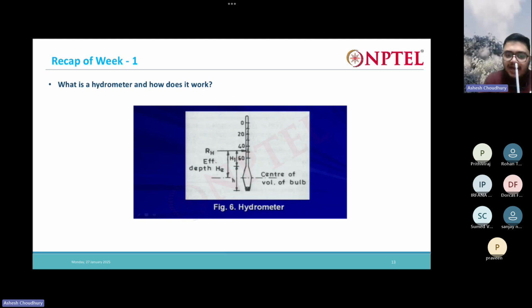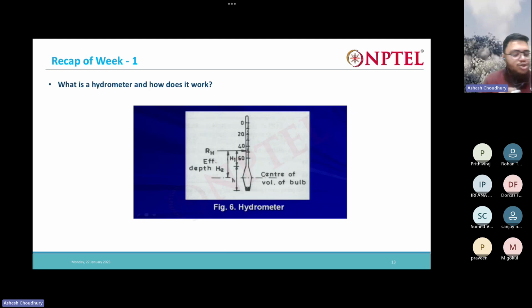It has a bulb at the bottom, a narrow neck, and then a long tube-like stem. This is how a hydrometer generally looks. You can go on YouTube and search for hydrometer analysis, and you will get n number of videos there, you can have a look.